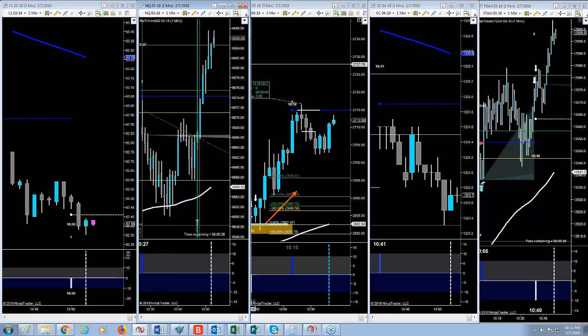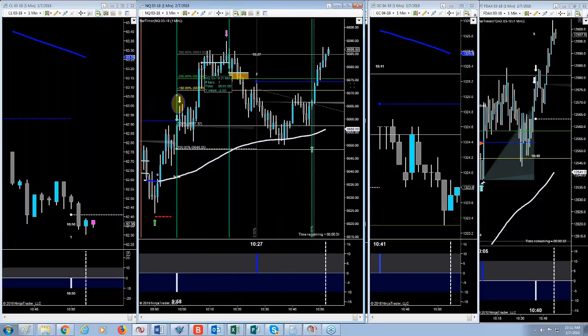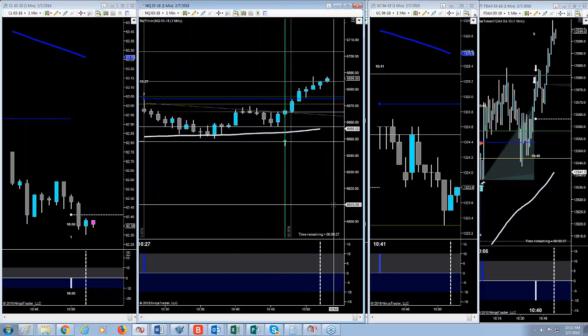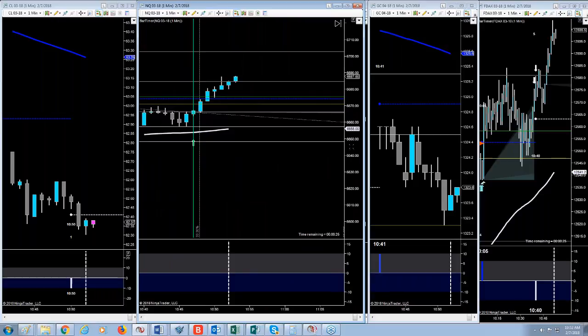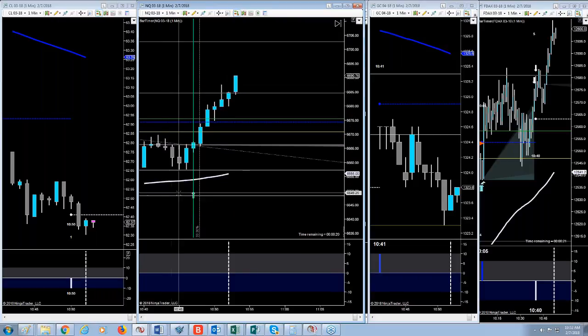Okay, did anybody catch the NQ long at that green line that I drew? Good job, Ron. Very nice setup there.